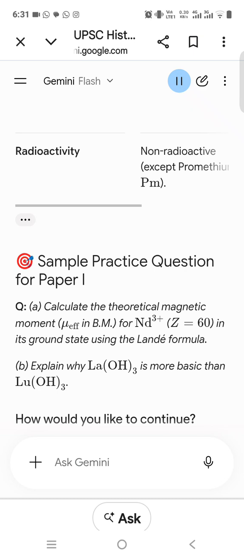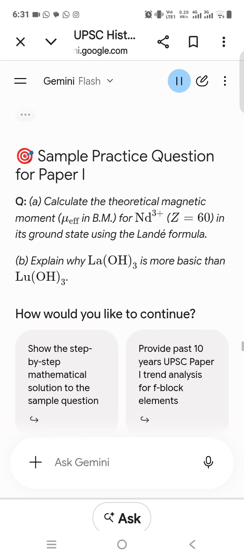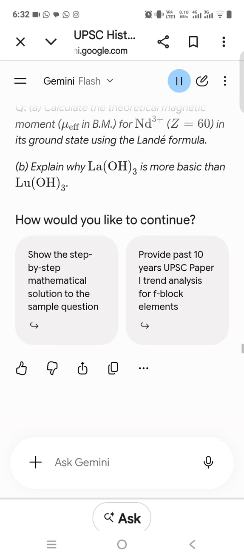Sample practice question for Paper I. A. Calculate the theoretical magnetic moment, μ_eff, in Bohr magnetons, for Nd³⁺ (Z = 60) in its ground state using the Landé formula. B. Explain why La₂O₃ is more basic than Lu₂O₃.